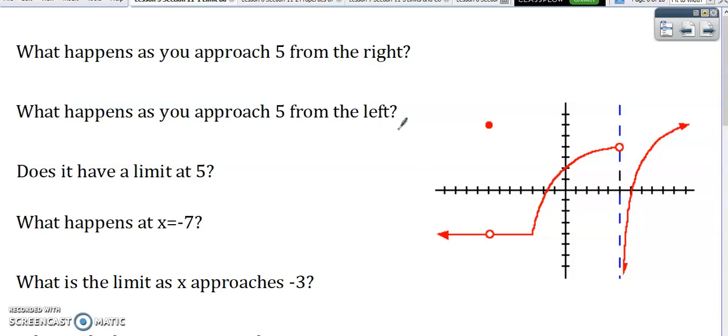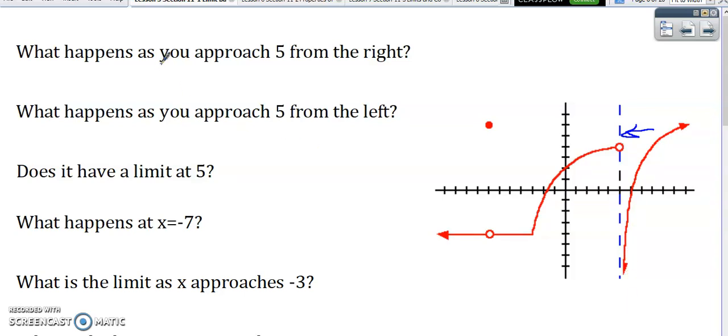What happens as you approach 5 from the right-hand side? So you can see 1, 2, 3, 4, 5. 5 is where I have this asymptote drawn. So what happens as you approach from the right-hand side? Coming that direction means I follow the actual graph. And what's happening? Well, it's going straight down to negative infinity.